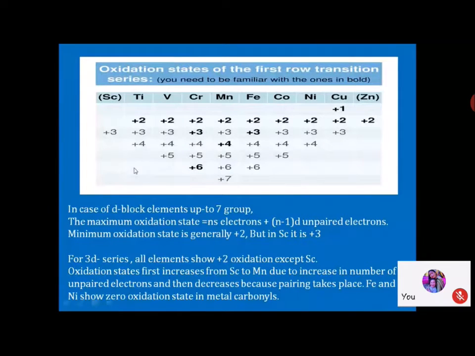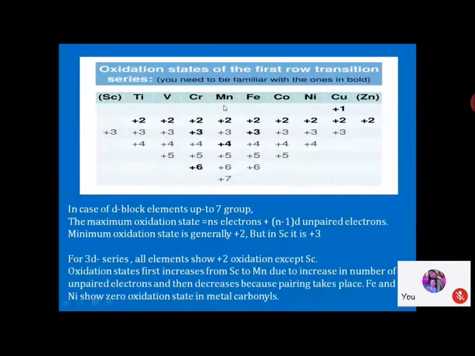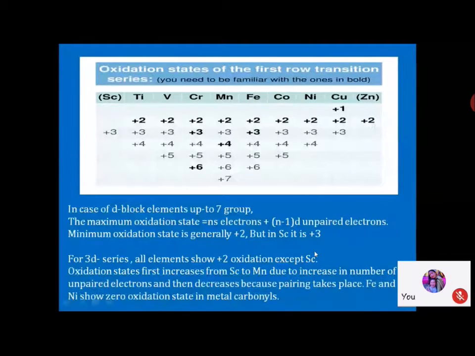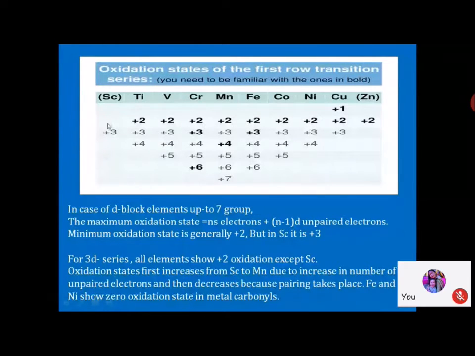Up to manganese, the maximum oxidation state equals the number of electrons in s plus the unpaired electrons in the d orbitals. As for the minimum oxidation state, all these elements show +2 except scandium, which shows +3. Again, I am repeating: the minimum oxidation state of all transition elements is +2, but scandium shows +3.